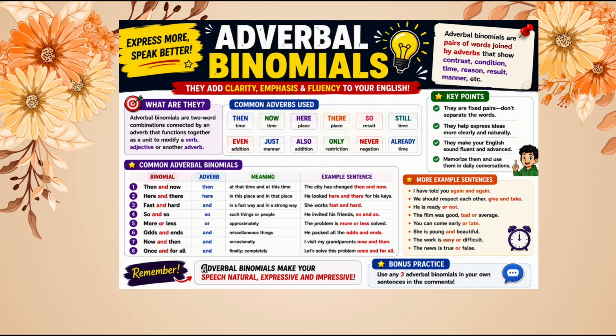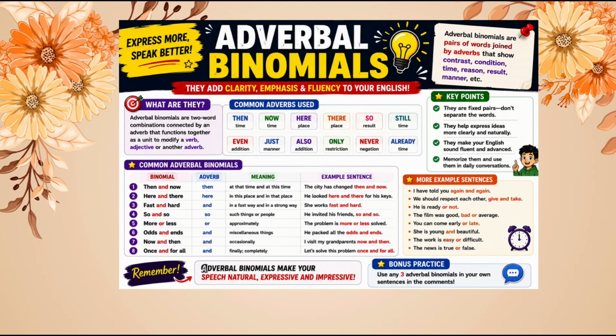Common adverbial binomials: then and now. The adverbs here are then and now, meaning at that time and at this time. Example: the city has changed then and now. Here and there. The adverbs here mean in this place and in that place.